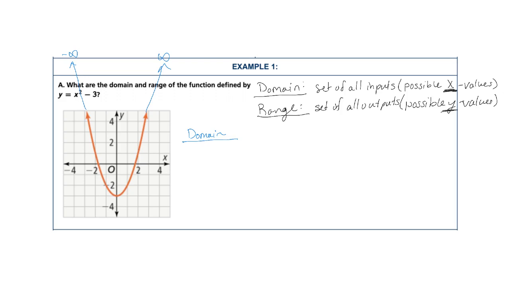Now, when you have something that goes all the way to negative infinity and all the way to infinity, you should remember, hopefully, that it's going to be all real numbers. And now we can represent these in two different ways. We can use interval form, and we can also use set builder.